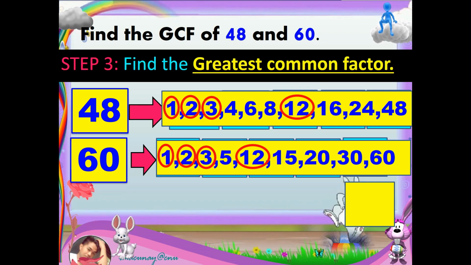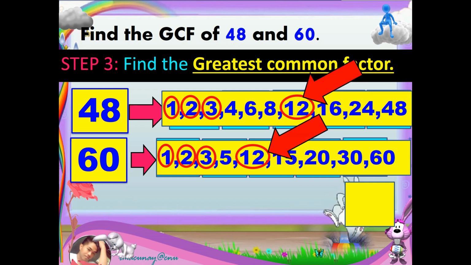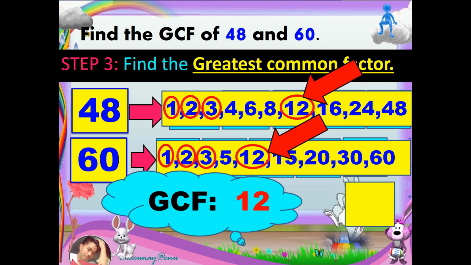So step 3 is you need to find now or identify the greatest common factor. How? Of course, from the identified common factors, obviously, you need to look for the biggest number among those. Obviously, the largest is 12. Therefore, 12 is our GCF, or the greatest common factor of 48 and 60.